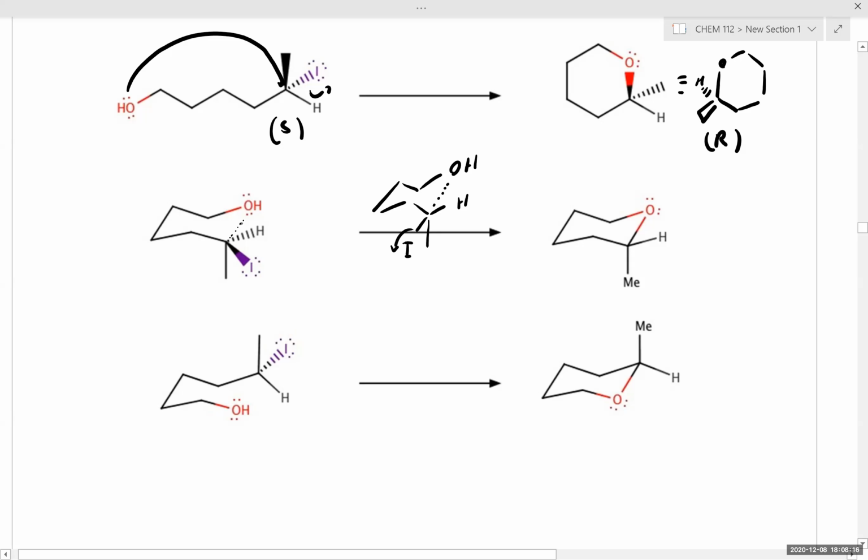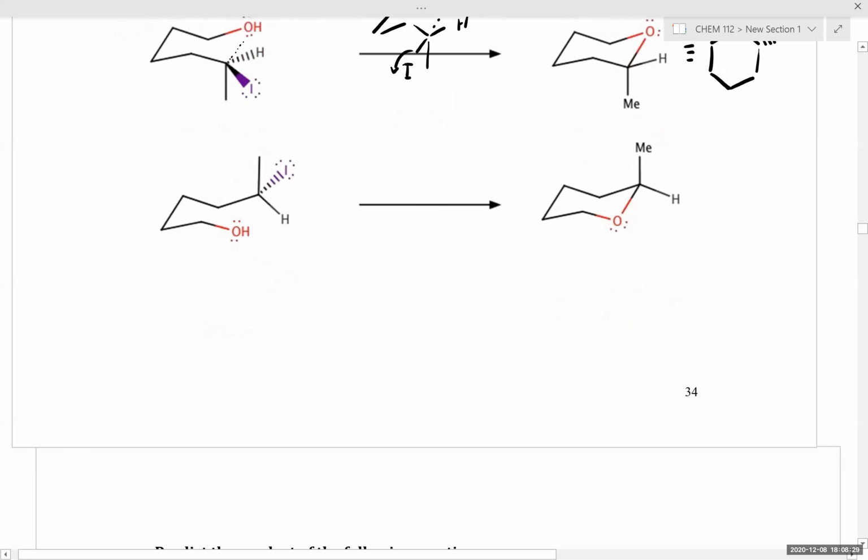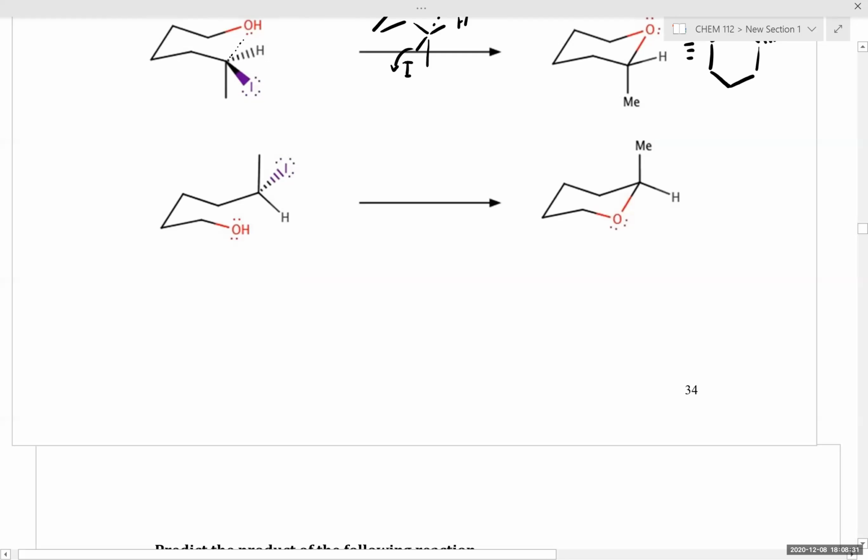So these are two ways of visualizing the Sn2 reaction from an intramolecular sense. So whichever method is easier for you to process and whichever method is easier for you to interpret, that's the method that you can use.